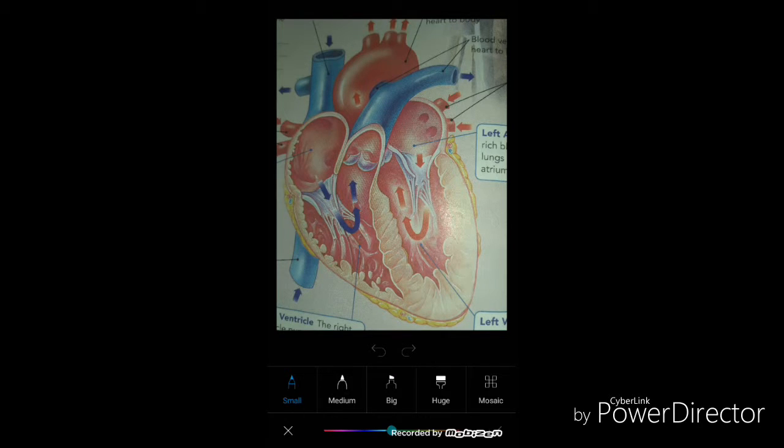Now this is a diagram of a heart. The heart is made up of cardiac muscle, and cardiac muscle is only found in the heart. Sometimes biologists say the cardiovascular system instead of saying the circulatory system.